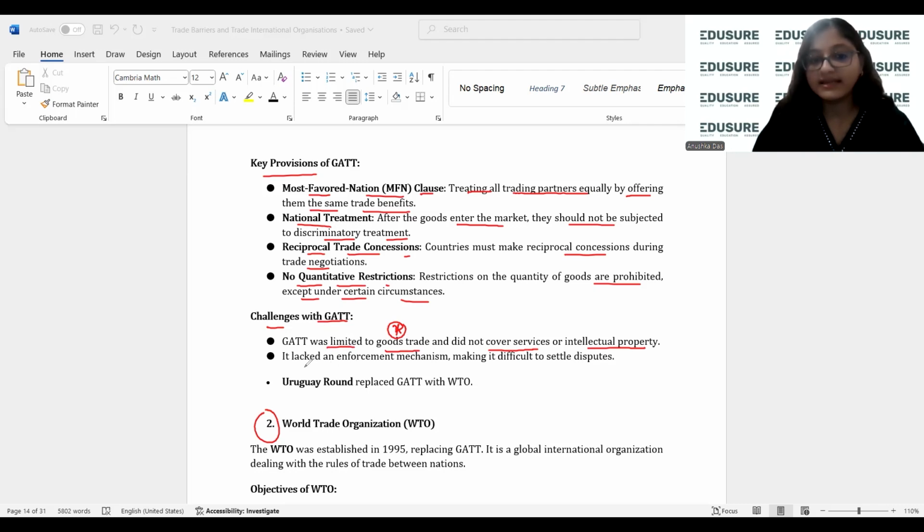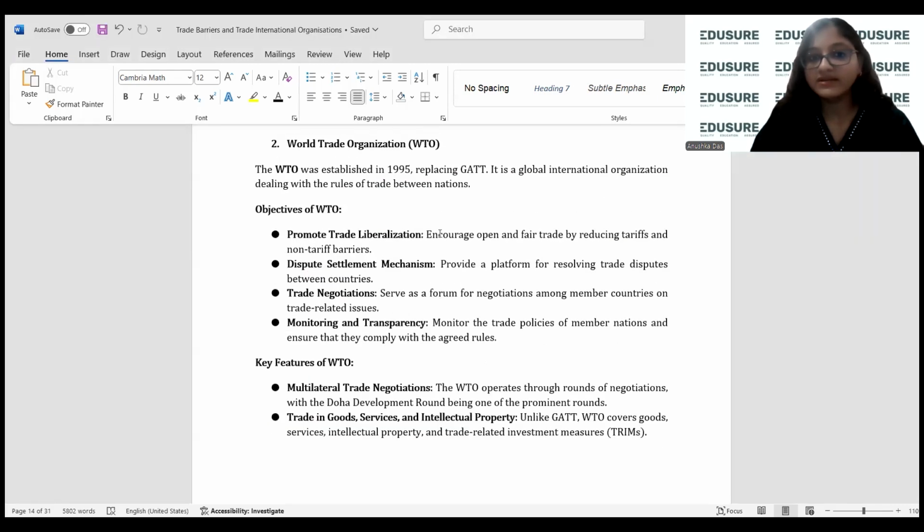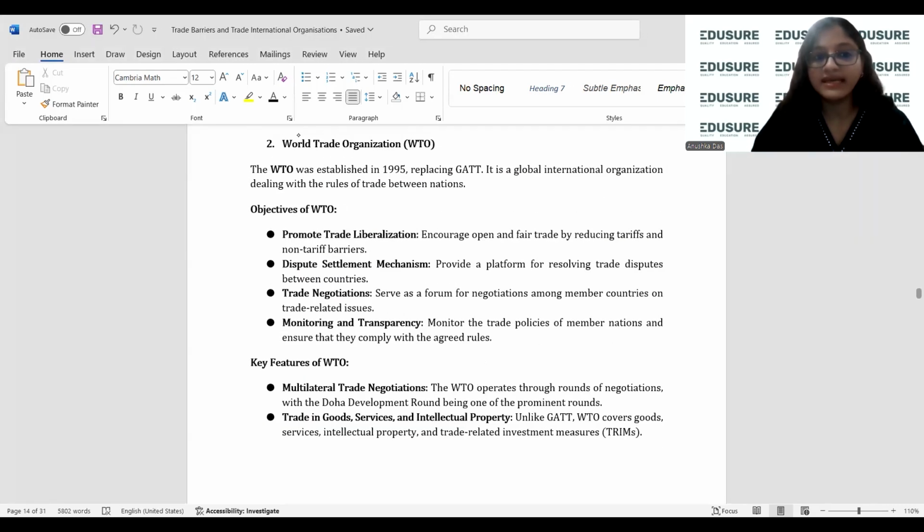Also, it lacked an enforcement mechanism, making it difficult to settle disputes. So a proper framework was not there to resolve disputes. This was one of the challenges of GATT. So this is the first agreement that we need to know very well. Then an important organization was established: the World Trade Organization.